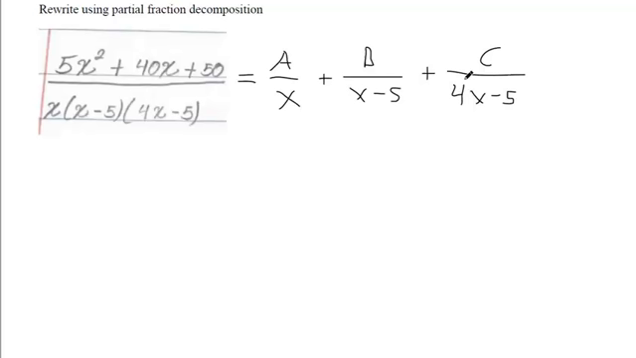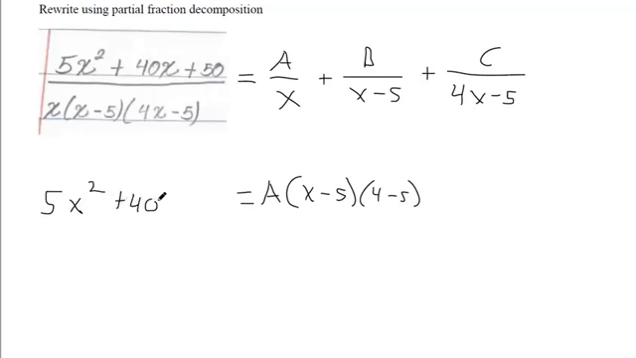And so the way that we're going to be able to solve this is that if you were to multiply everything so that you could get your common denominators back again, you would have A times x minus 5 times 4x minus 5 in the numerator. And this numerator should equal this numerator if we were to get those common denominators back in place. So this is the equation that we're going to be solving for A, B, and C.